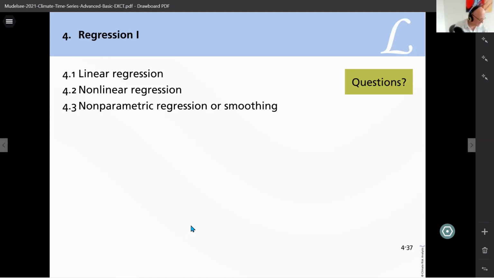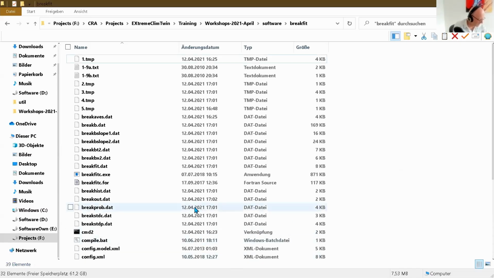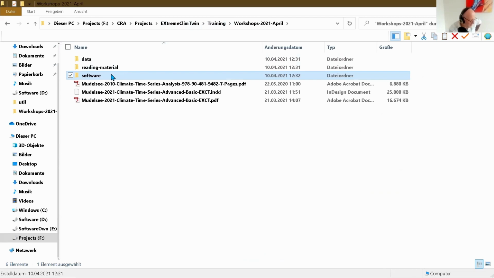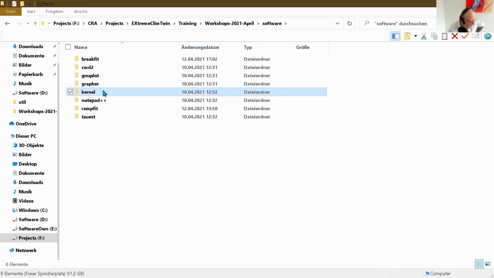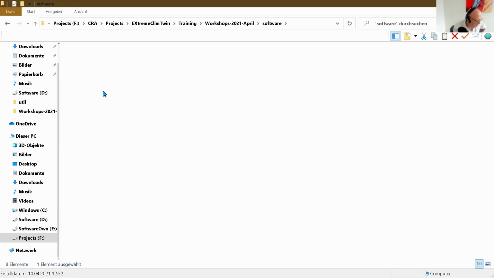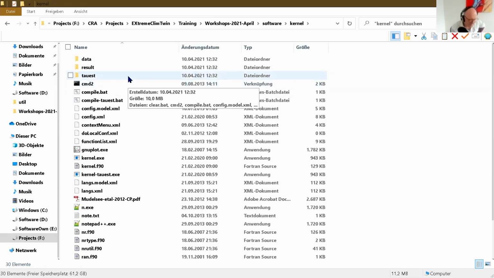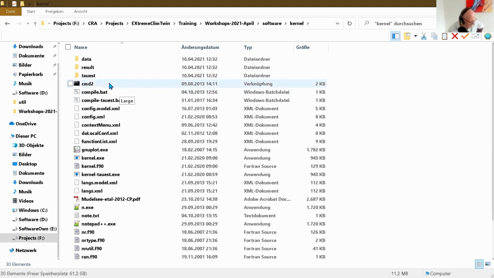Okay, so I will have to do this stuff. Now, we are here in the workshop, in the software, and this is the last software we do an exercise with, the kernel. And it has a bit different file structure. Well, this is what I click on in a minute or so.